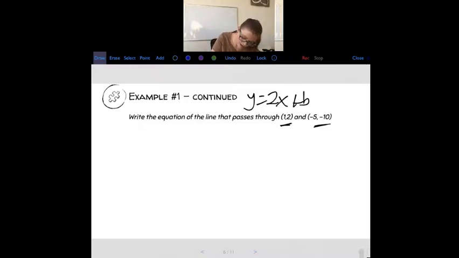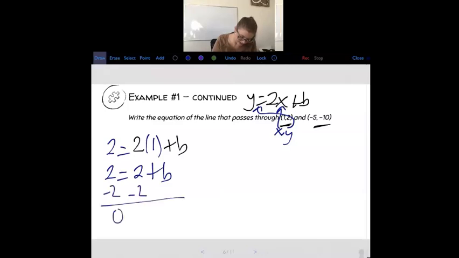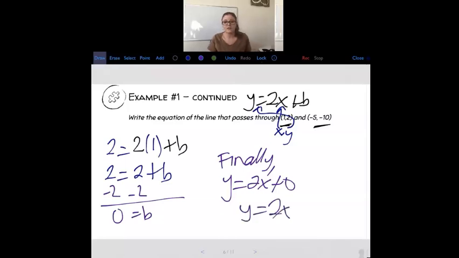Okay. So remember, this is an ordered pair x comma y. So 1 will go in for x, and 2 will go in for y. So we have 2 is equal to 2 from the slope times x. It's multiplication, so I'm going to put it in parentheses, plus b. And now you solve for b. So we get everything out of parentheses, and the 2 is being added to b, so subtract it from both sides, and in this case, b equals 0. So now, finally, we have y is equal to 2x plus 0, or y is equal to 2x. So this would be the equation of the line that passes through those 2 points.